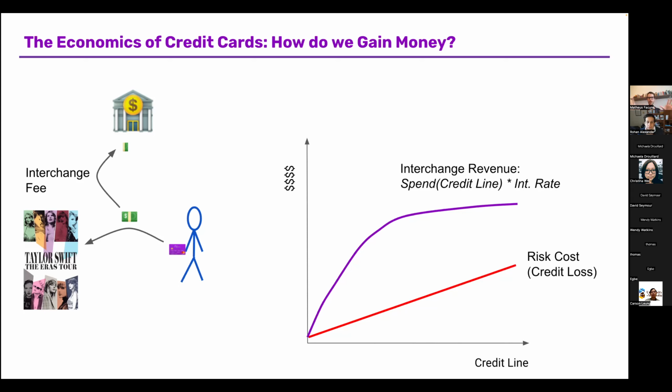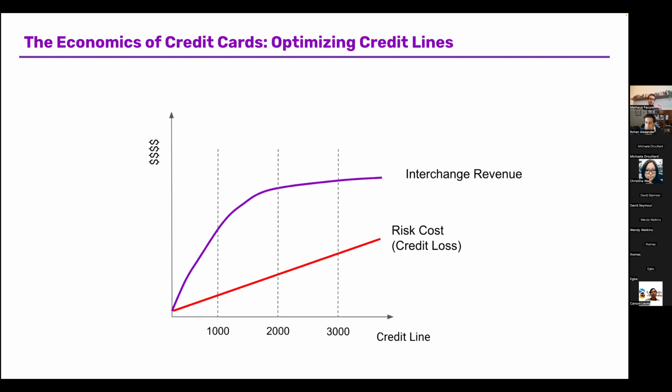Okay, so we have these two curves. We have the revenues and we have the cost curve. And the goal, the business problem that I want to talk about, is how do we decide how much money to give to the customer? And there's nothing very fancy here if we think about it.